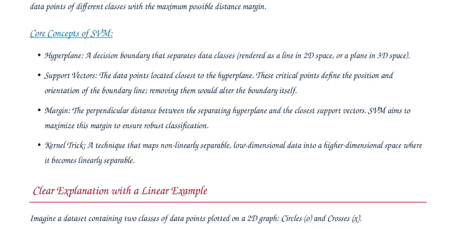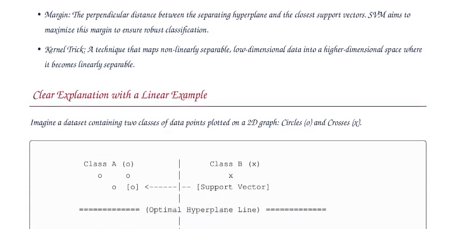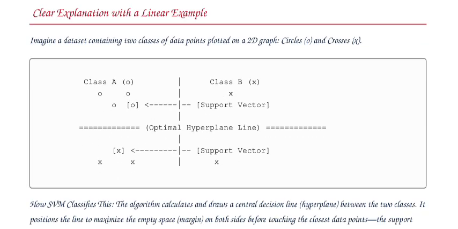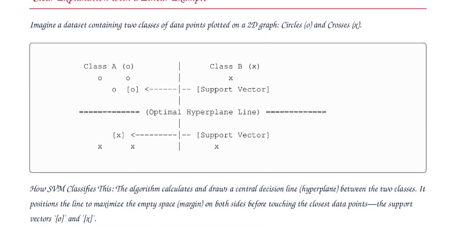Kernel trick, a technique that maps non-linearly separable low-dimensional data into a higher dimensional space, where it becomes linearly separable. A clear explanation with a linear example is provided here. Please note it down.